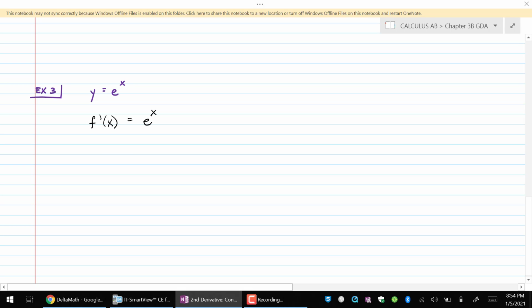So if I try to build a sign chart here, I don't have any critical points. There's nowhere e to the x is equal to 0 or is undefined. So my sign chart will be the same for all real numbers. Here's f prime, and e to the x, plug in a number, plug in a 0, plug in a 1, plug in a 5, plug in a 100, plug in a negative number, we're going to have a positive value for that first derivative throughout.